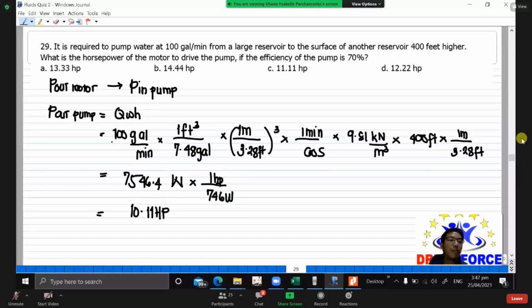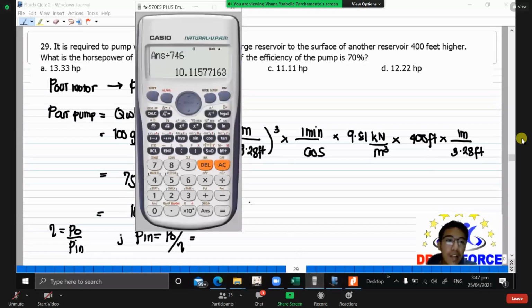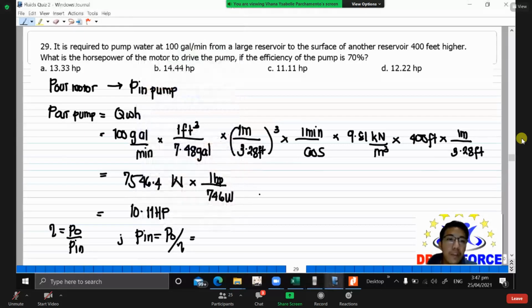Okay, take note, output pa lang to ng motor natin, ng pump natin. So hinahanap dito is yung input. So using your formula efficiency, that is P out over P in. So pwede mo nang mahanap dyan yung P input. So we have P output over efficiency. So divide lang natin yung answer natin ng efficiency 70%. So divided by 0.7. Okay, we have 14.45 HP. It's letter B.